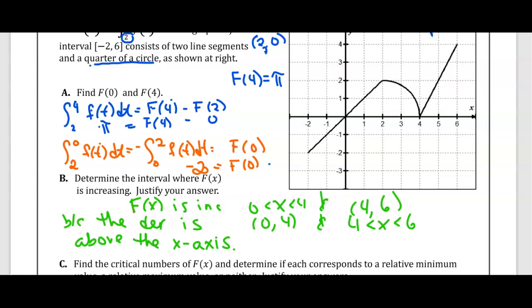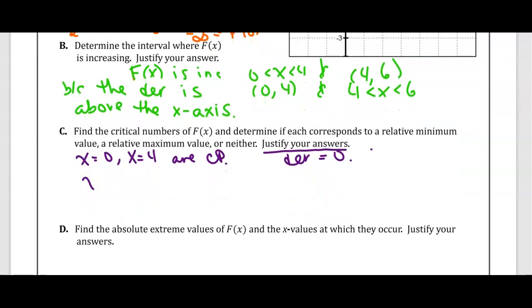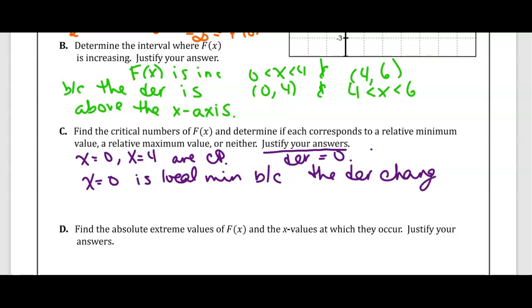Looking back here, we have this critical point. It goes from negative to positive, going down, then up. If I think about it, that's going to be a local min. So I'm going to come down here and state x equals 0 is a local min because the derivative changes from negative to positive. You cannot just say it changes. You need to tell me what is changing.